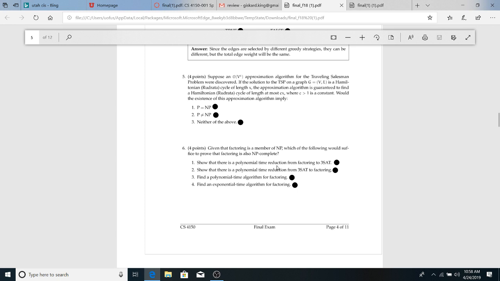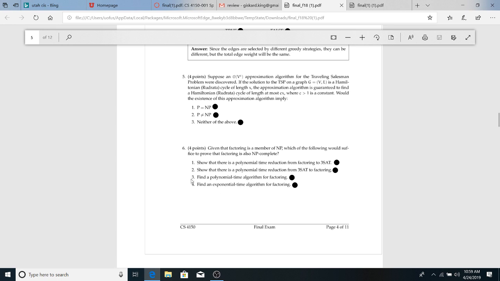So the first one is you have a reduction from factoring into the 3-SAT problem. And just so you know, the 3-SAT problem is an NP-complete problem. I'm pretty sure we talked about that in class, but that's important to know for this problem. And then you have a reduction from 3-SAT into factoring. And then you just find a polynomial time algorithm for factoring, find an exponential time for factoring.